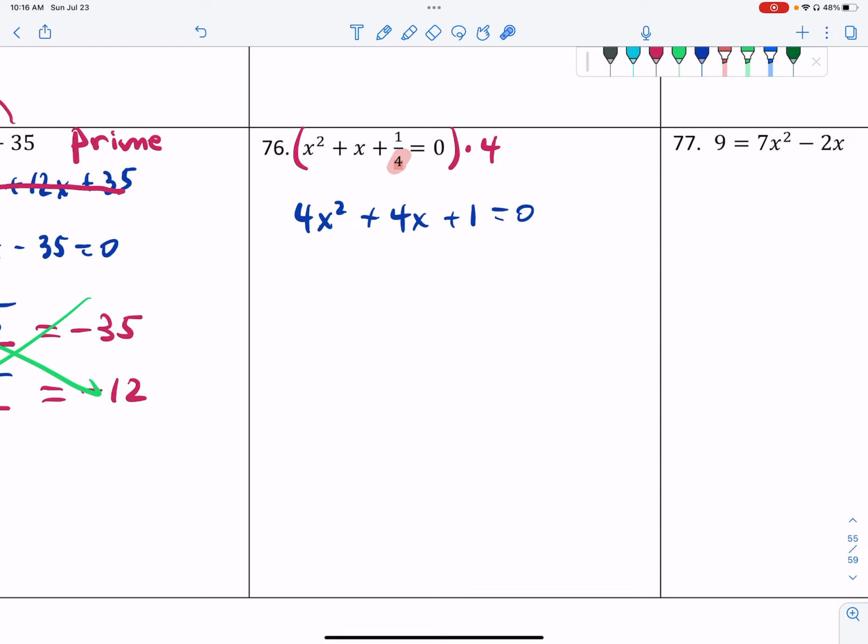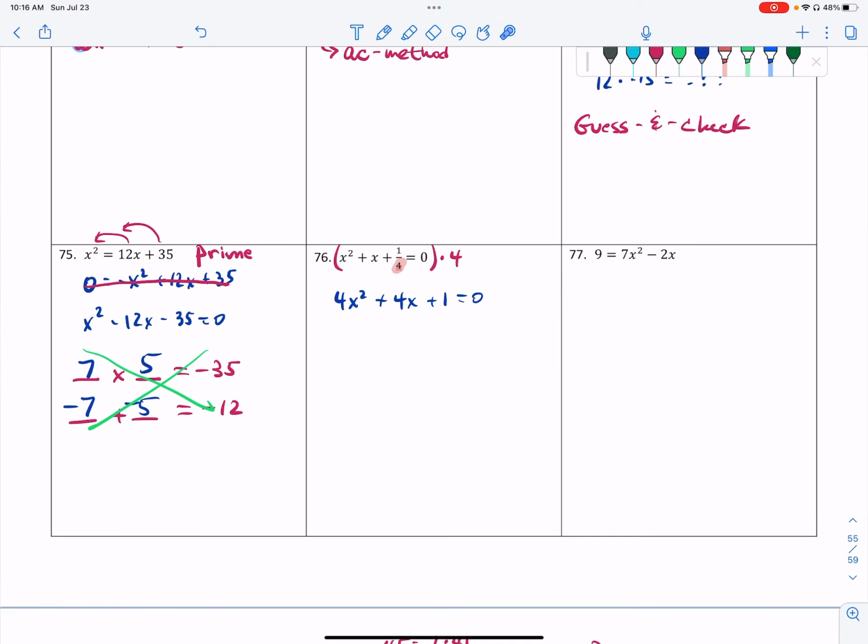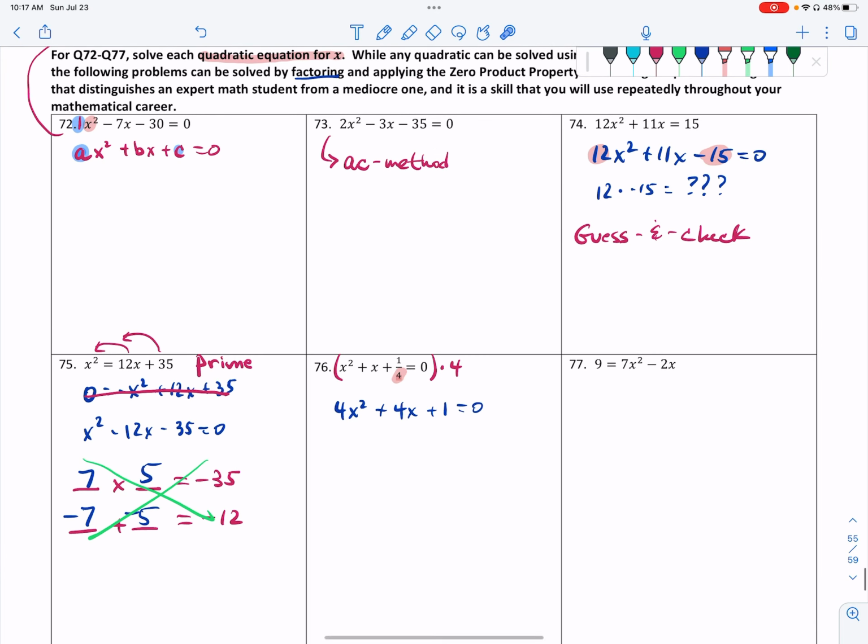And how would you solve it? As a quadratic equation with a leading coefficient of 4, you could use the quadratic formula, or try using something like the AC method.